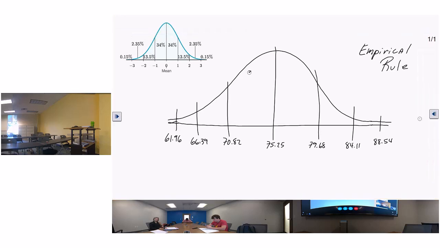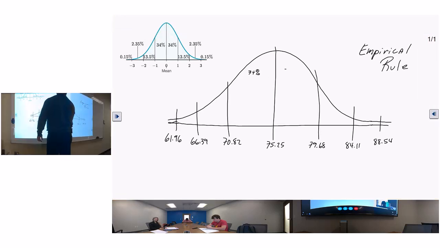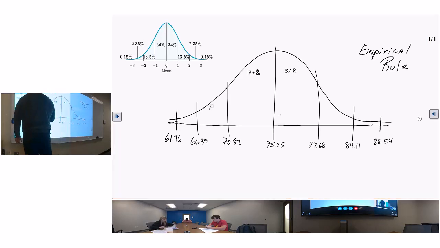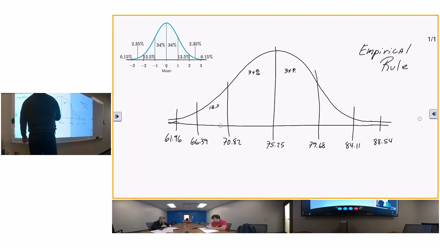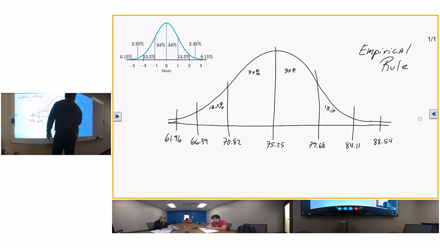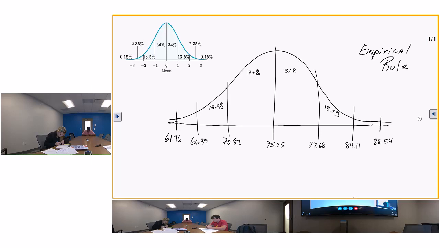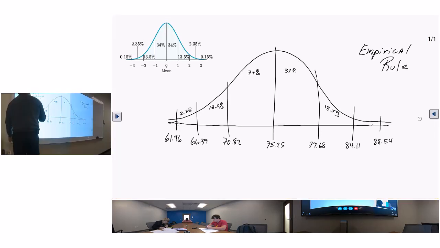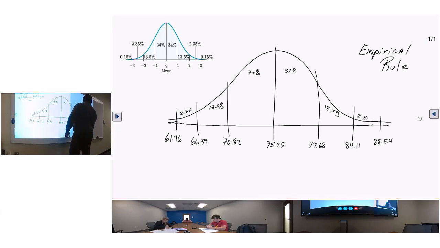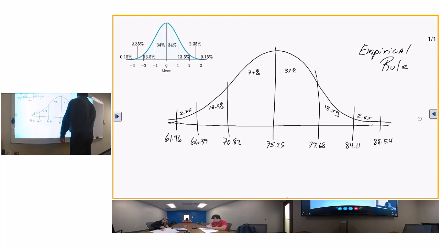34%, 34%, 13.5%, 13.5%, 2.35%, 2.35%, and 0.15%, and 0.15%.